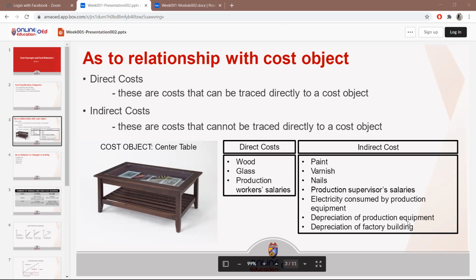Depreciation of production equipment, depreciation of factory building. So these are mga indirect cost. Kay ang paint liwat diri man hiya for this table alone. So may damot mga tables nga gagamitan ito nga paint, ito nga varnish, ito nga nails, damo it gagamitan ito. Unlike kun wood, makikita naton ini nga portion han wood amoy nian ginamitan. Ini nga portion han glass amo la ini ang ginamitan. So masasabtan naton nga direct cost niya.